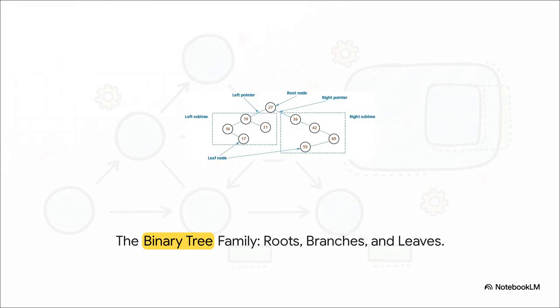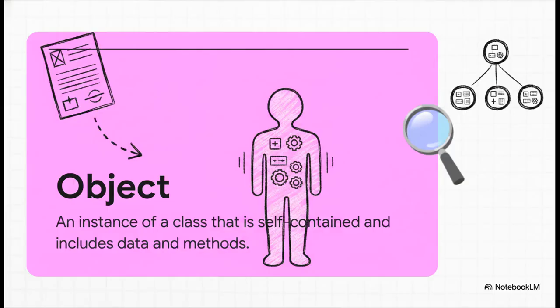Let's meet the family. Up at the very top, you've got the root node. That's our ultimate ancestor. The lines pointing downwards, those are your branches. And right down at the very bottom, the nodes that don't have any children of their own, those are called the leaves. Now, to actually build this structure inside a computer, we use object-oriented programming.